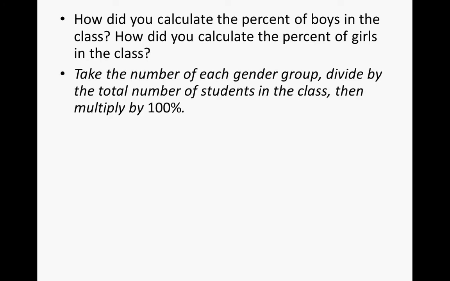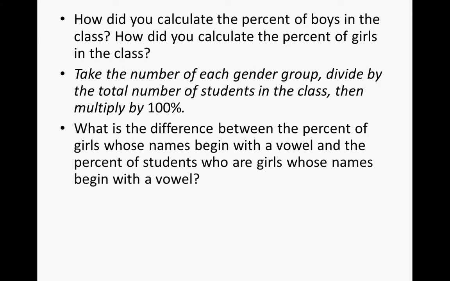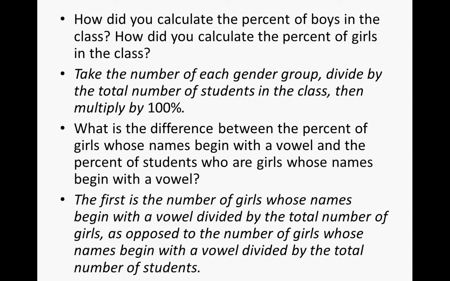Well, you take the number of each gender group, divide by the total number of students in the class, and then multiply by 100%. So what is the difference between the percent of girls whose names begin with a vowel and the percent of students who are girls whose names begin with a vowel? Well, the first is the number of girls whose names begin with a vowel divided by the total number of girls, as opposed to the number of girls whose names begin with a vowel divided by the total number of students.